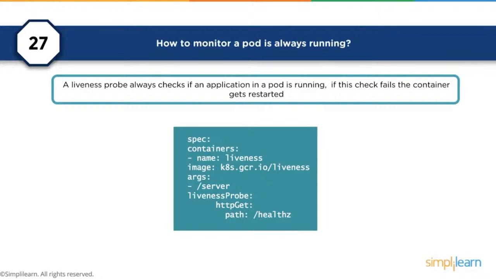So how do you monitor a pod that is always running? To do that, you would use the liveness probe to check the health of the application within the pod and see whether or not there are any failures or whether or not the pod itself needs to be restarted.